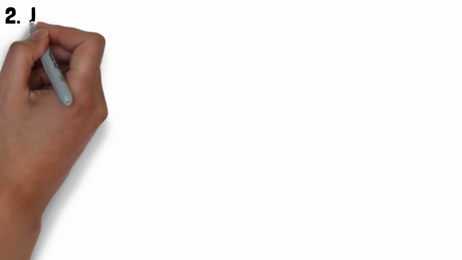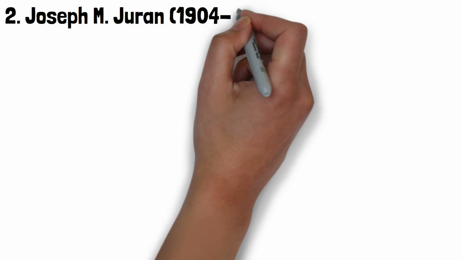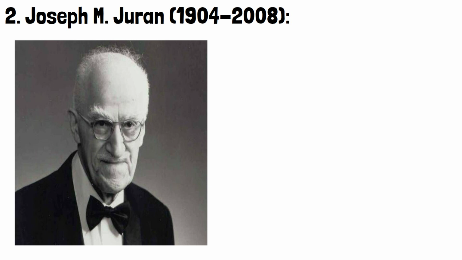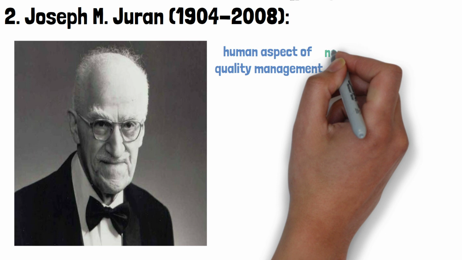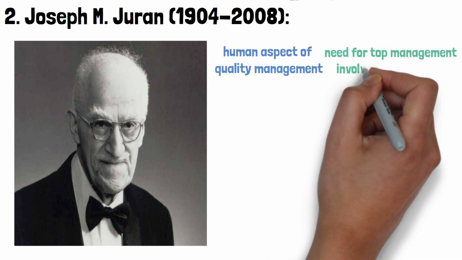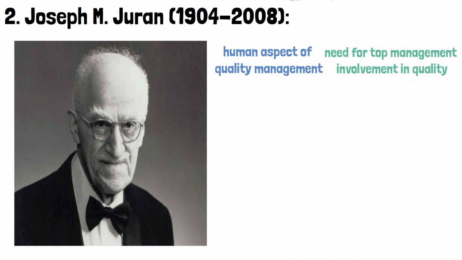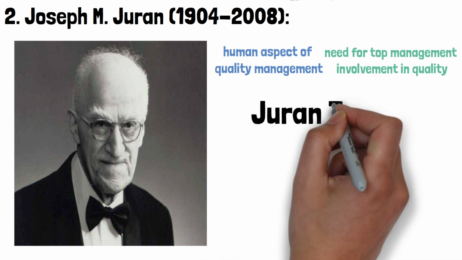2. Joseph M. Juran, 1904–2008. Key Contributions. Juran focused on the human aspect of quality management. He emphasized the need for top management involvement in quality, the importance of setting quality goals, and the need for employee training in quality. Juran Trilogy.